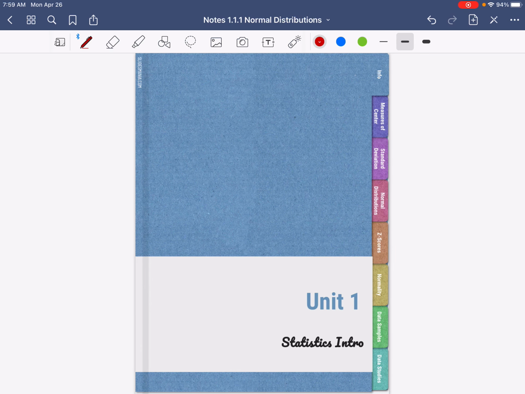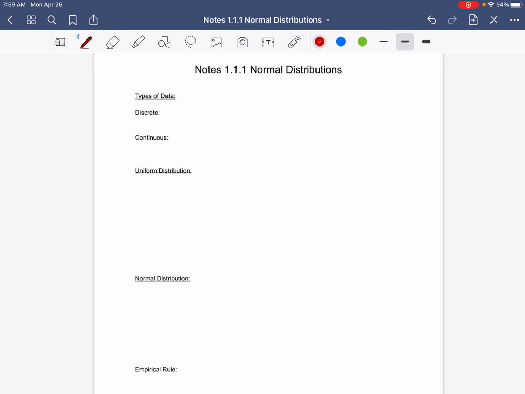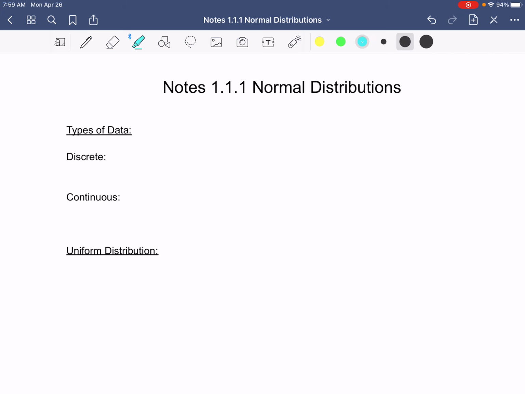Hey guys, these are our notes. I'm officially starting Unit 1. So today we're going to be talking about normal distributions. You can grab a piece of paper, and at the top put your title, Notes 1.1.1, Normal Distribution.